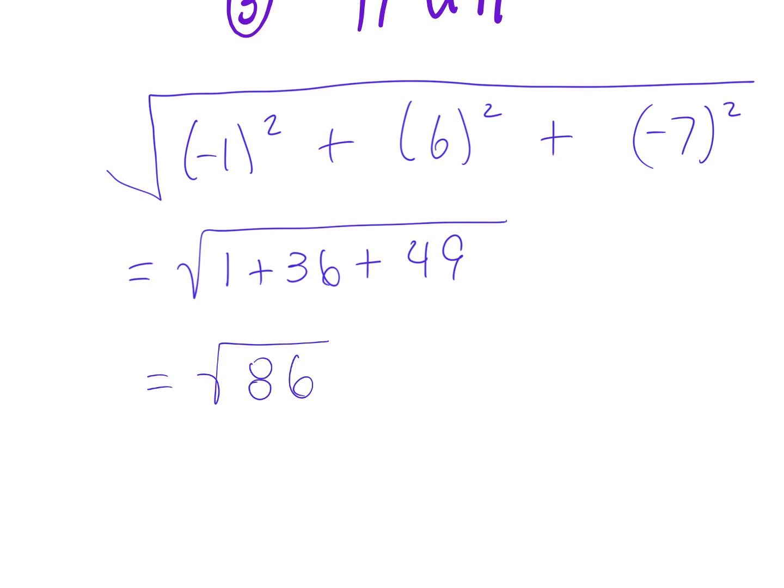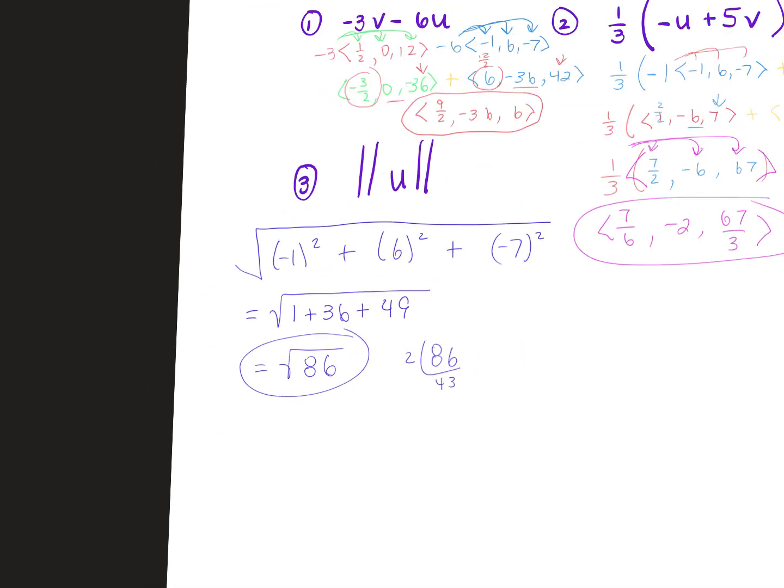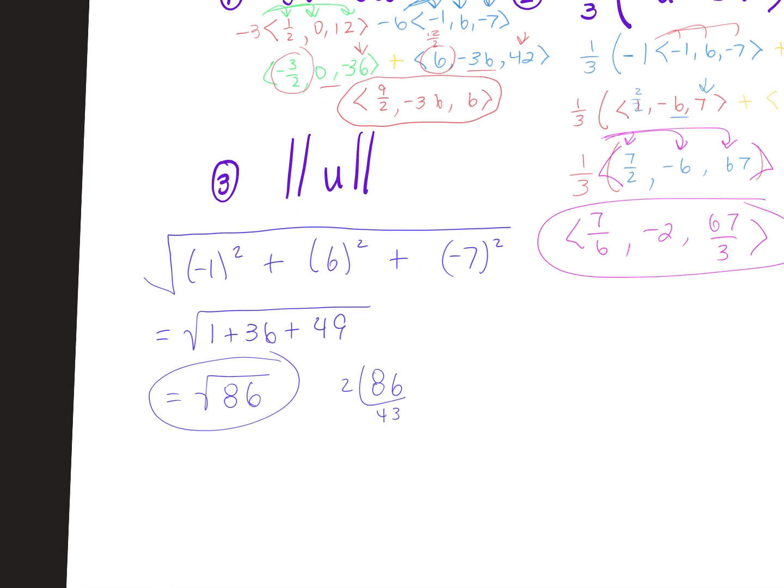Should I leave it as just square root of 86? Well, let's see if it breaks down. If it doesn't, then yeah, we can leave it. So 86. If I divide that by 2, it's 43. Okay, what goes into 43? 2? No, 3, 4, 5, 6, 7. What's your answer? Square root of 86. But always check to see if you can break it down. Make sense? All right, finito.